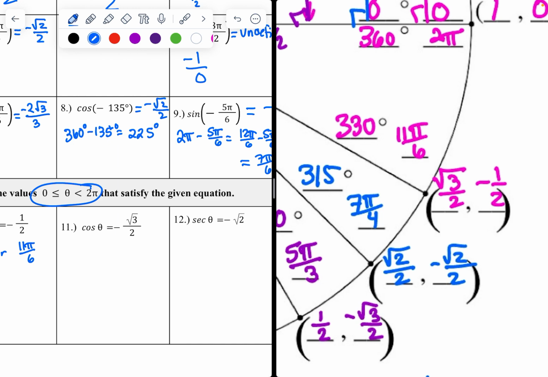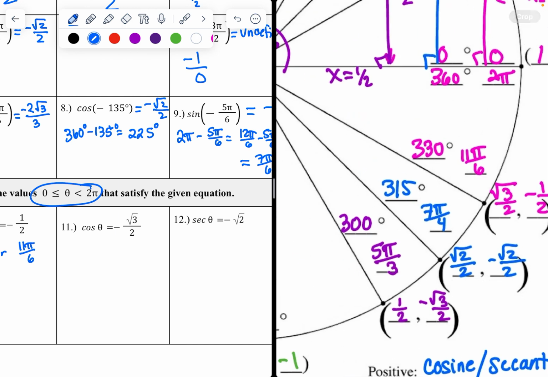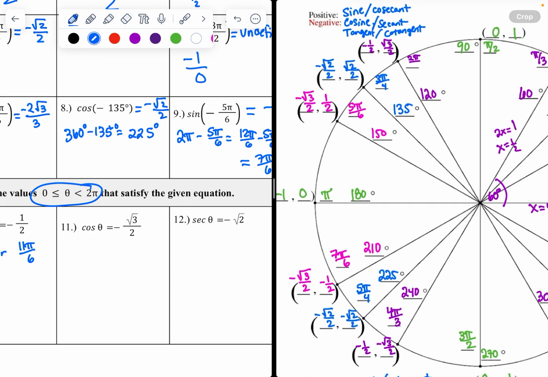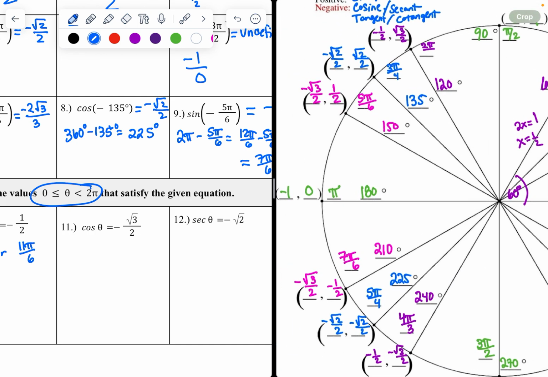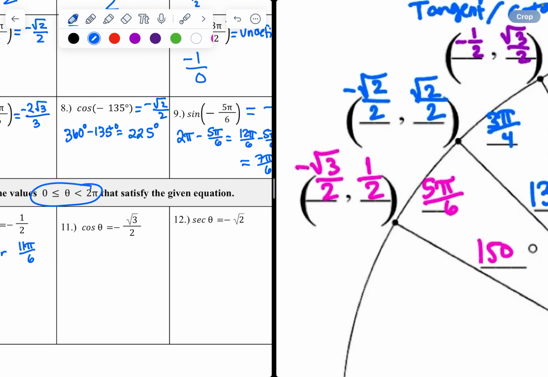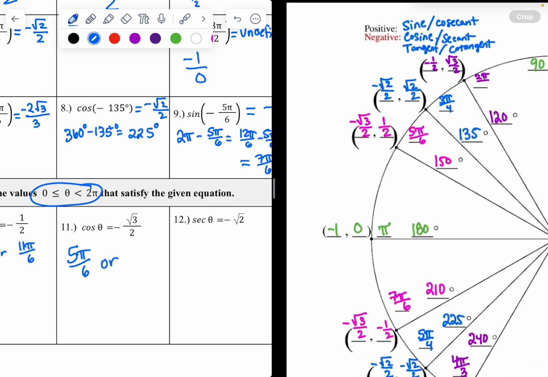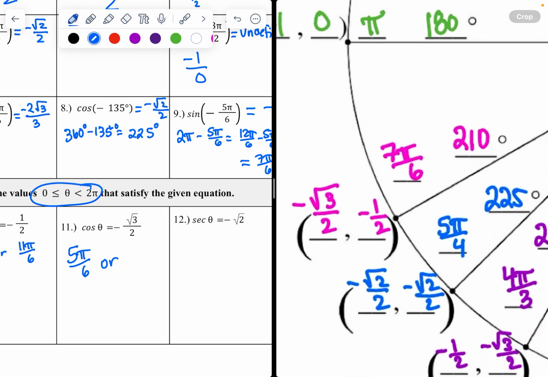So cosine of theta is negative square root of 3 over 2. Well, for cosine to be negative, we're in the left 2 quadrants, quadrants 2 and 3. And so for a cosine x value of negative square root of 3 over 2, we're up here at 5 pi over 6, or 7 pi over 6. And again, 30 degrees was the reference angle there.